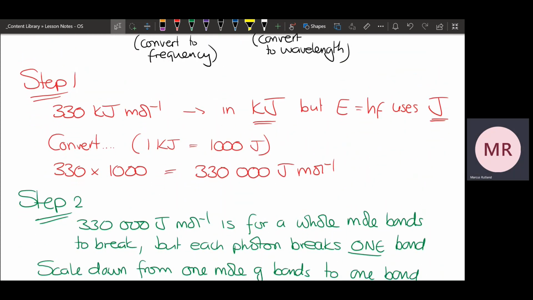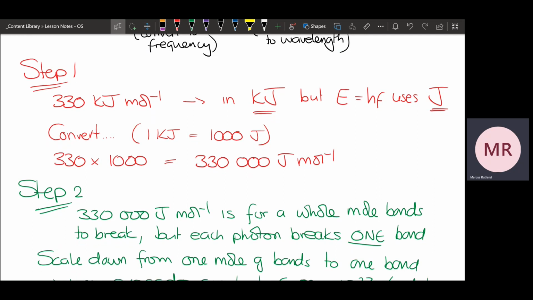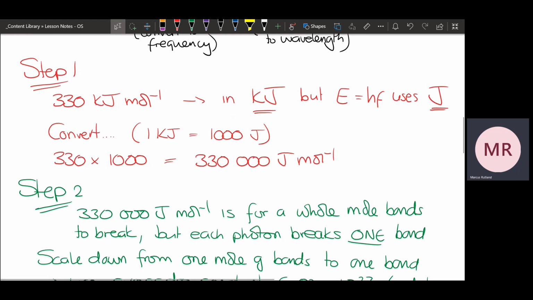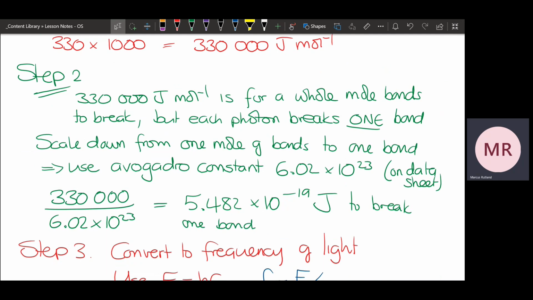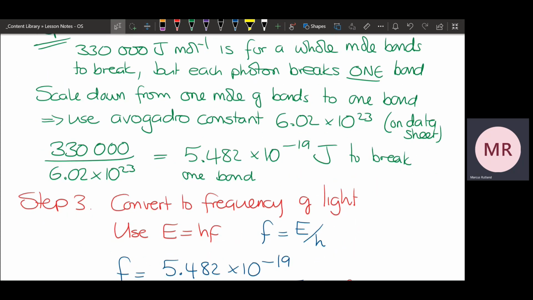We started with this value in kilojoules to break a whole mole of bonds. We know that to cross over to frequency, we need to use E equals hf, and that uses energy in joules and relates just to a single photon that can affect a single bond. So we've got 2 jobs to start with. Step 1 here, and it doesn't matter which order you do these in actually, is to convert from kilojoules to joules, multiplying by 1,000. And step 2 is to scale down. Instead of thinking about a whole mole of bonds breaking, just one bond breaking. So we're going to divide by how many bonds are in a mole, the Avogadro constant.